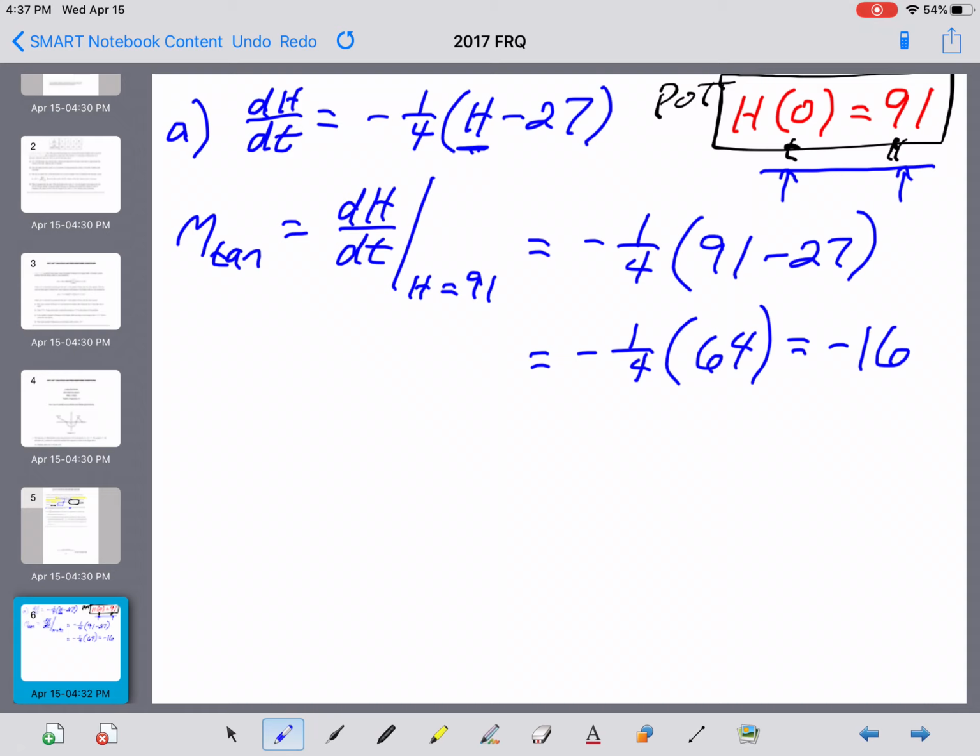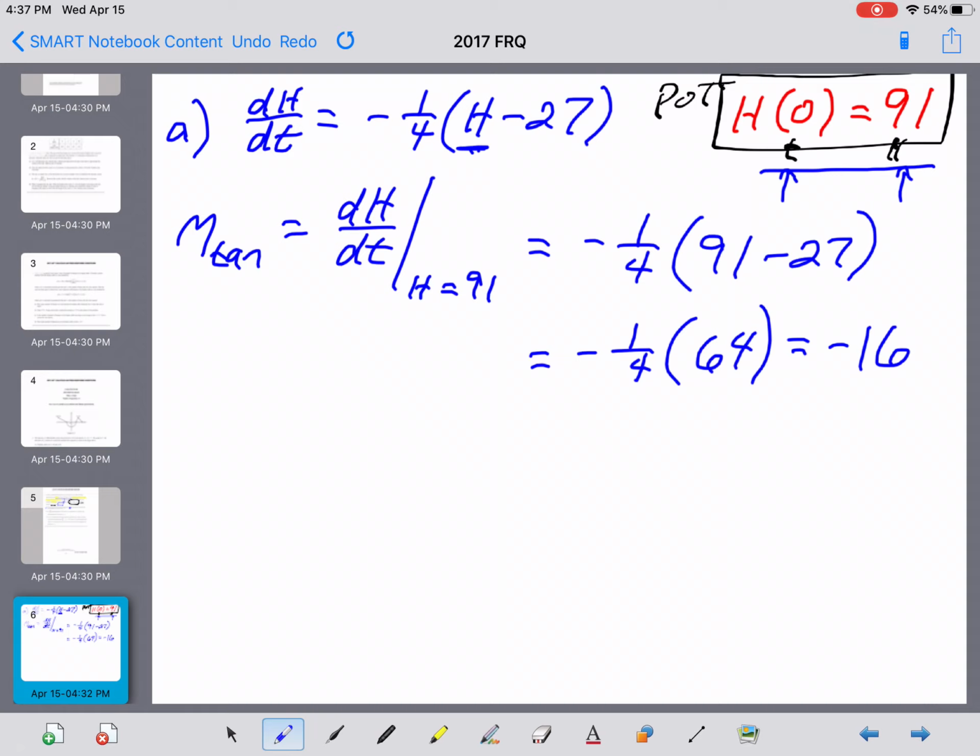To do that, let me write down again what we already have on the previous page. The dh/dt was negative 1/4 times h minus, and I believe that was a 27. Let me go back and double check that. Yeah, that was correct. All right, so now we're going to do our second derivative. The second derivative of h with respect to t is going to equal, okay, and we just need to take the derivative of this function that we came up with a second ago.